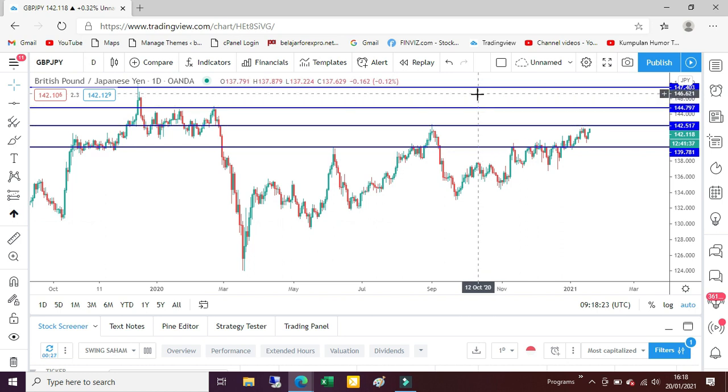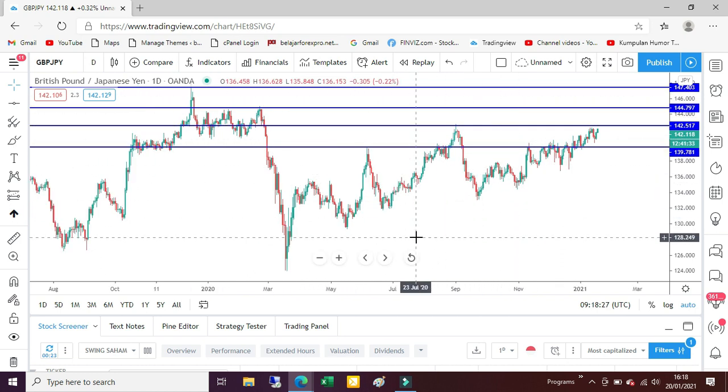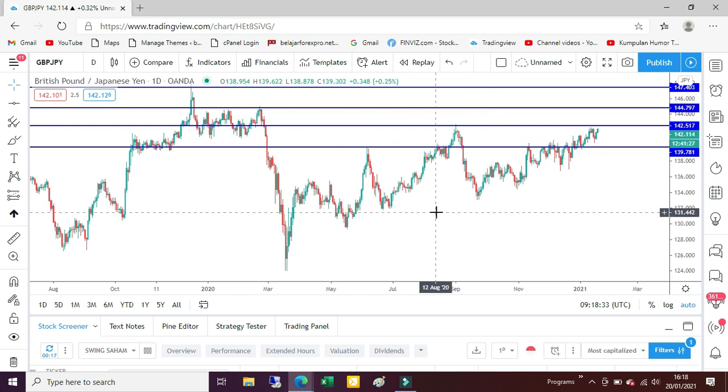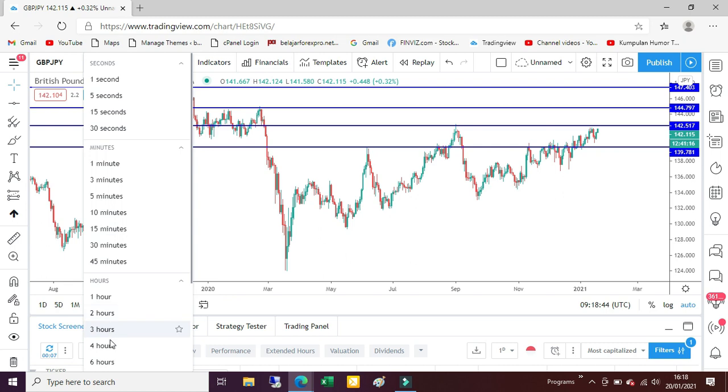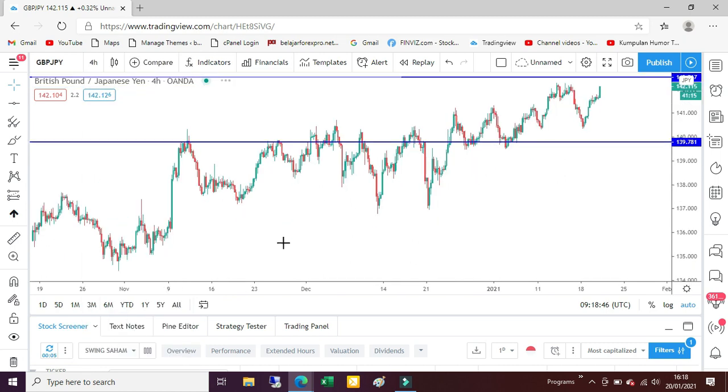Oke teman-teman, di daily saya sudah tarik garis support resistance. Okay friends, this is my daily support resistance, and to get the better price for entry, I have to move to the lower time frame. Ya teman-teman, kita ke H4.